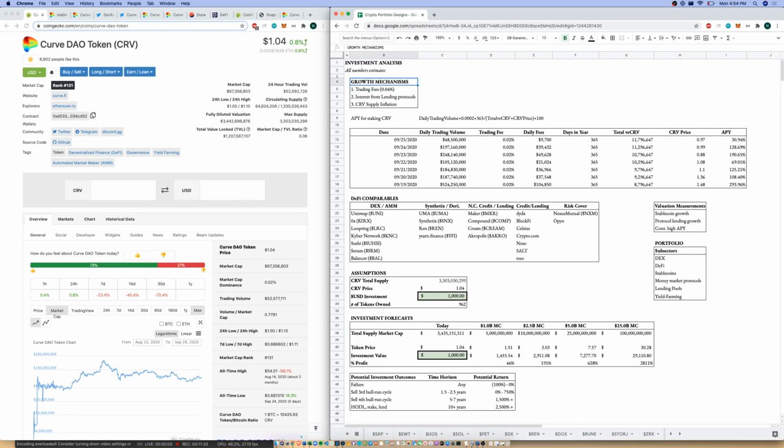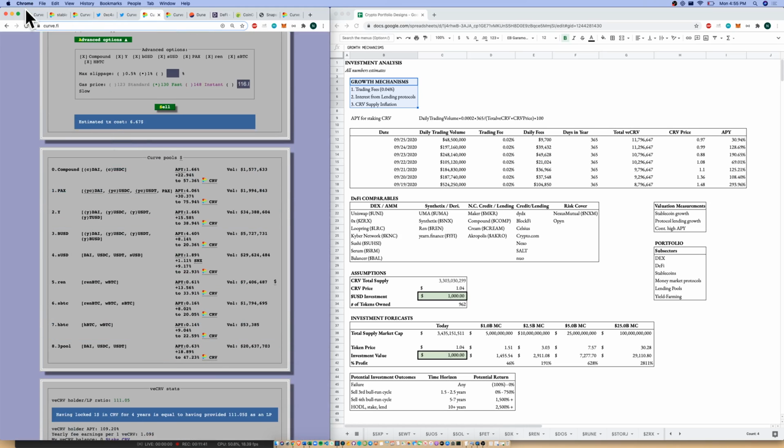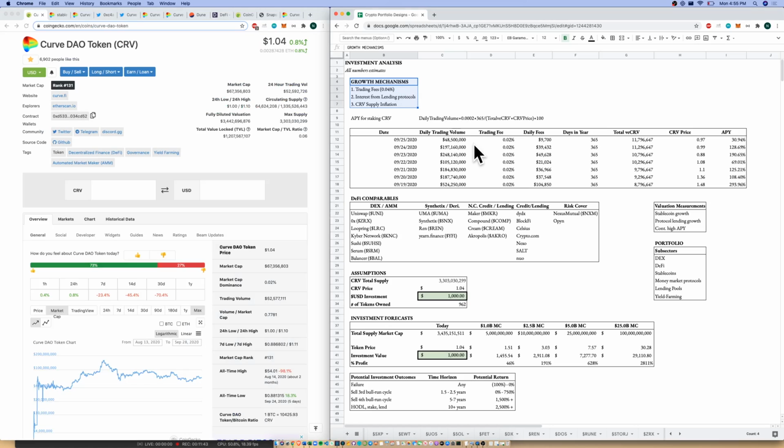Here are our three different growth mechanisms. We do have the trading fees that, if you and I become liquidity pool providers in the Curve pools, which we went through, we'll get trading fees. We will also get interest from lending protocols. And then also CRV being supplied and issued new, fresh, every day. And if we provide our liquidity, we'll get some of that as well.